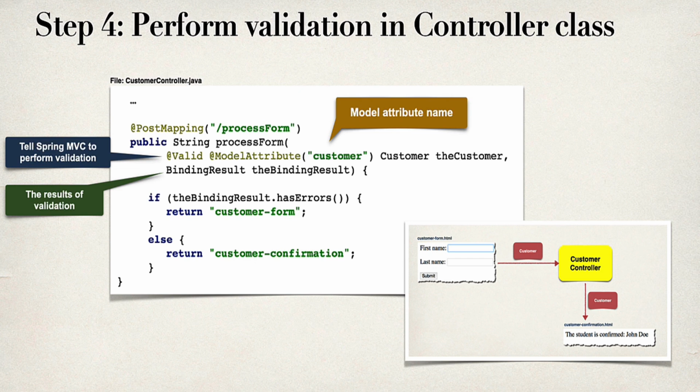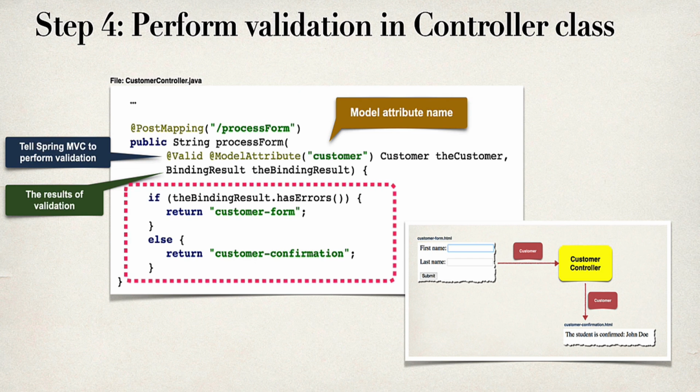In your code, you can check the value of the binding result and see if it has any errors. So here in the coding, I can say if binding result has errors, then we'll send the user back to the customer form. Else, that means there are no errors, we'll simply send the user to the confirmation page. All right, so that's the basic approach here. You simply check the binding result. If there are errors, send them back to the form, else send them over to the confirmation page or whatever success page you have for your application.